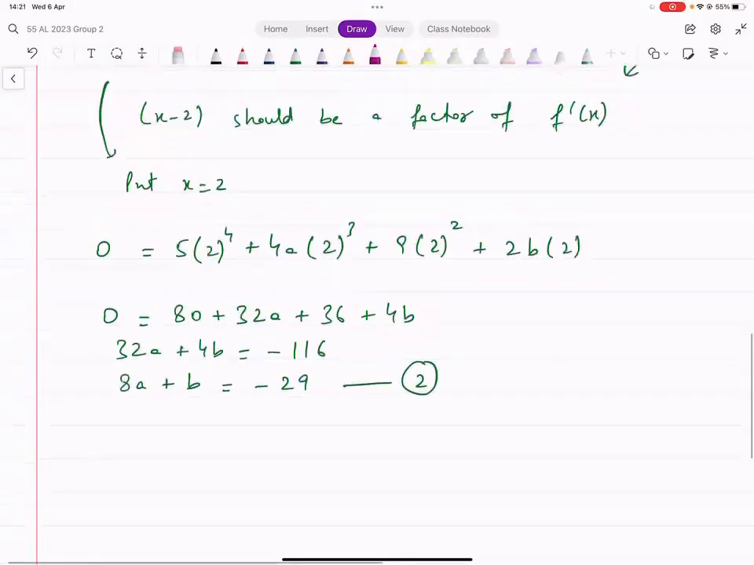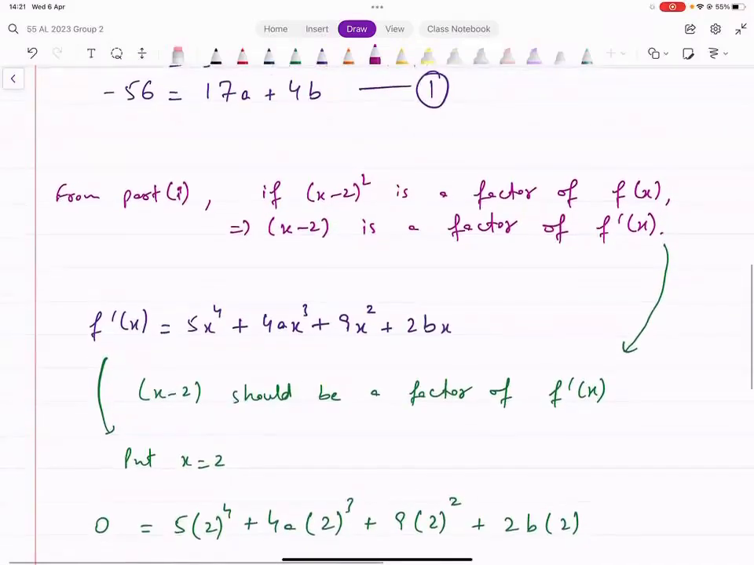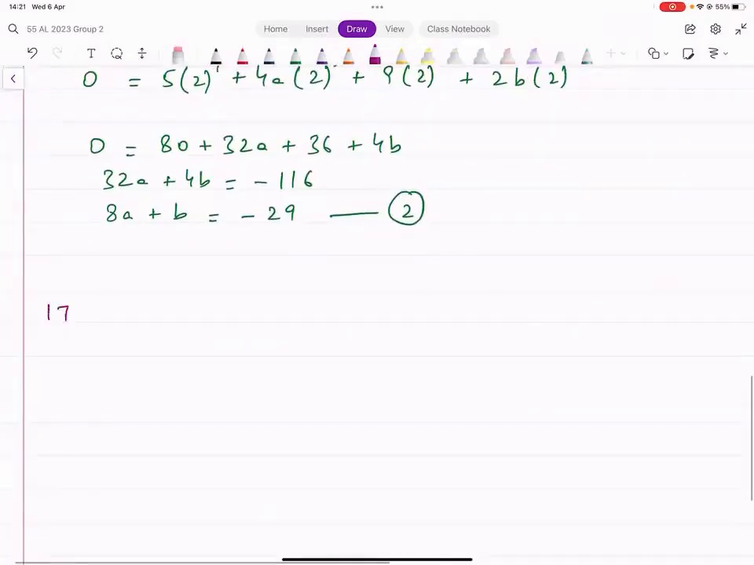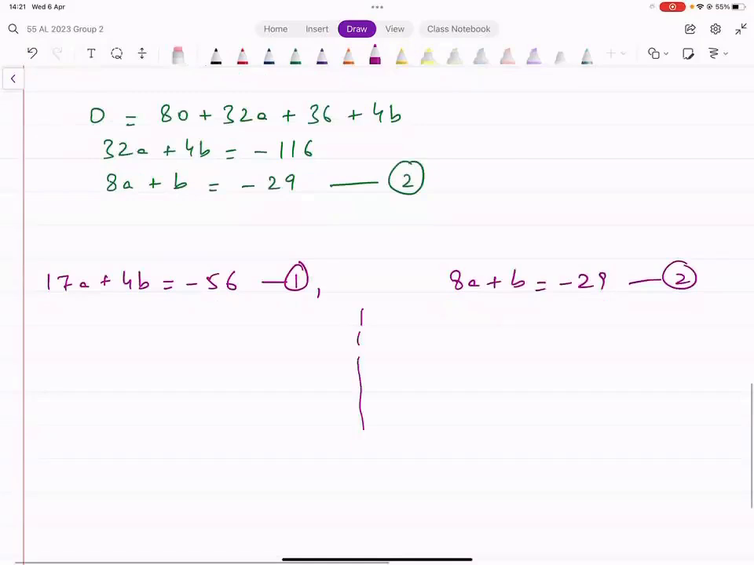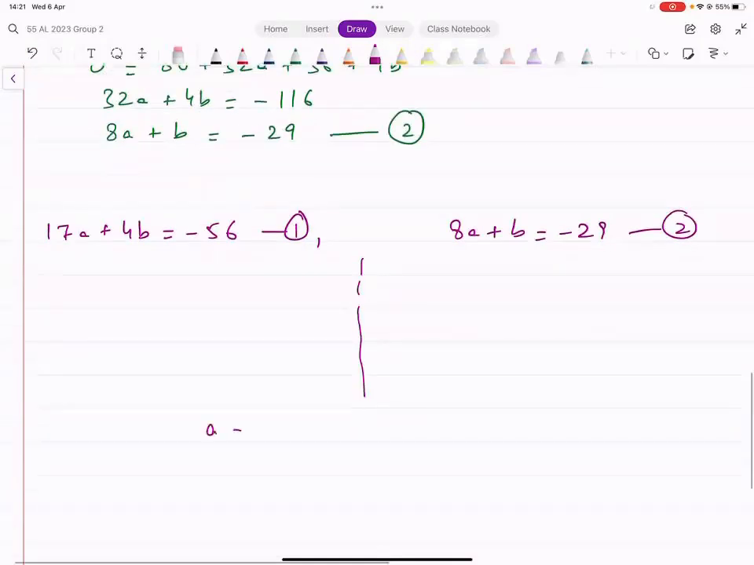We've got two equations. एक equation हमारे पास आ गई थी 17a plus 4b equals minus 56. And now we've got another equation that is 8a plus b equals minus 29. You will solve these two equations simultaneously. आपके पास एक a की वैल्यू आ जाएगी और आपके पास b की वैल्यू आ जाएगी.